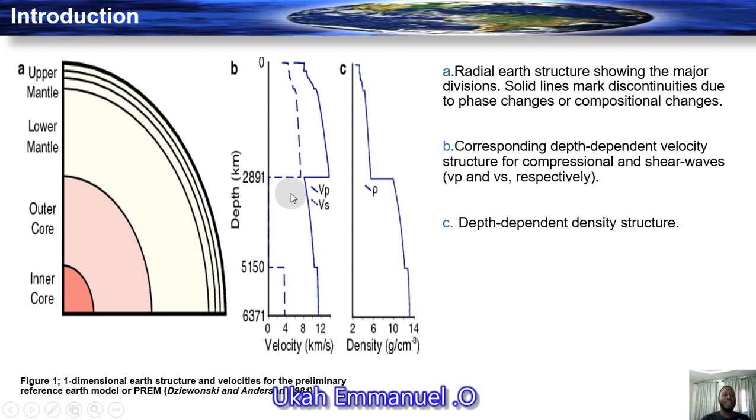So here are the velocity structures. You can see the dotted line is the S wave, and the thick line here is the P wave, and this is the density.